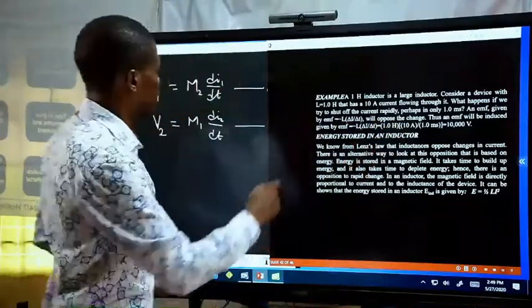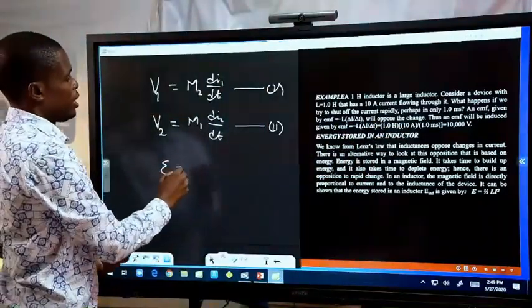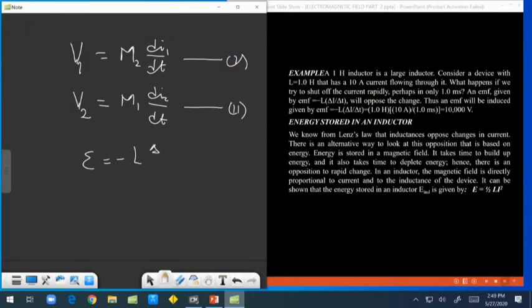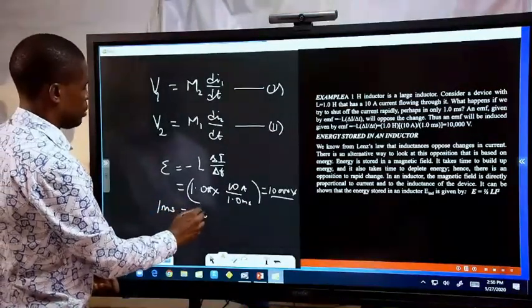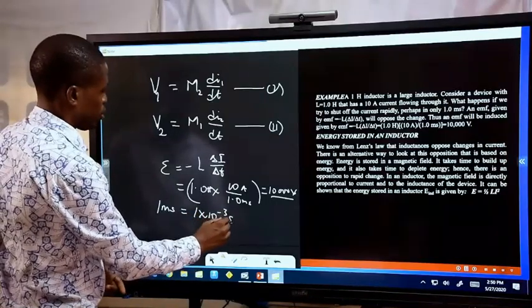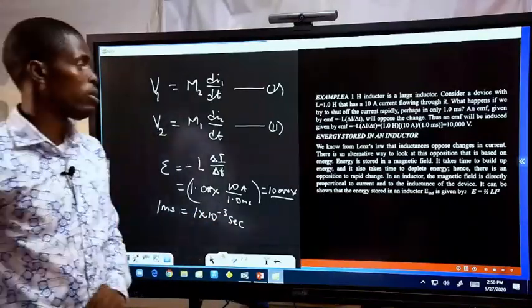To get the EMF, we apply the formula EMF is equal to minus L delta I over delta T. The inductance in this case is 1.0. The current changing is 10 divided by 1.0 milliseconds. So at the end, what we have is 10,000 volts, because 1 millisecond is the same thing as 1 times 10 raised to the power of minus 3 seconds.